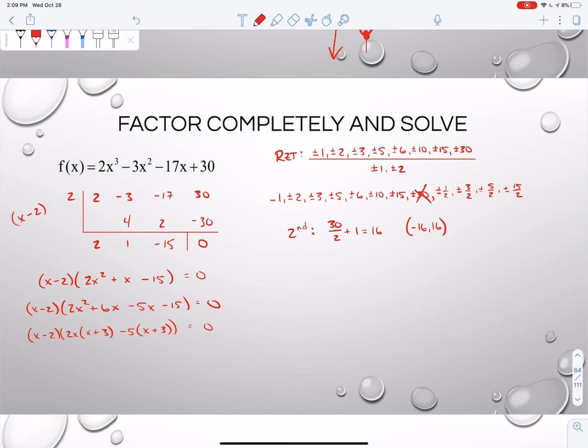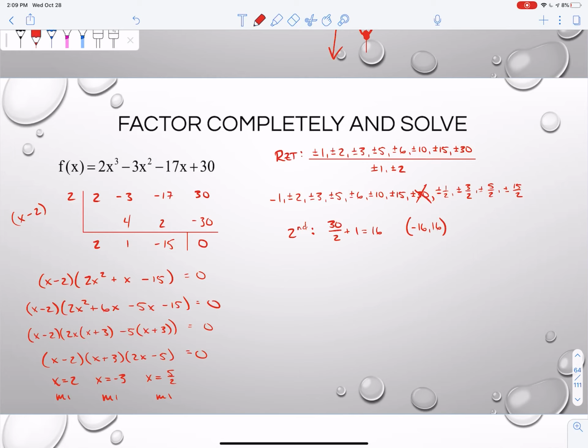All right, so when I get this completely factored, I have x minus 2 times x plus 3 times 2x minus 5. This is going to give me solutions then of x equals 2 with the multiplicity of 1, x equals negative 3 with the multiplicity of 1, and x equals 5 halves with the multiplicity of 1.